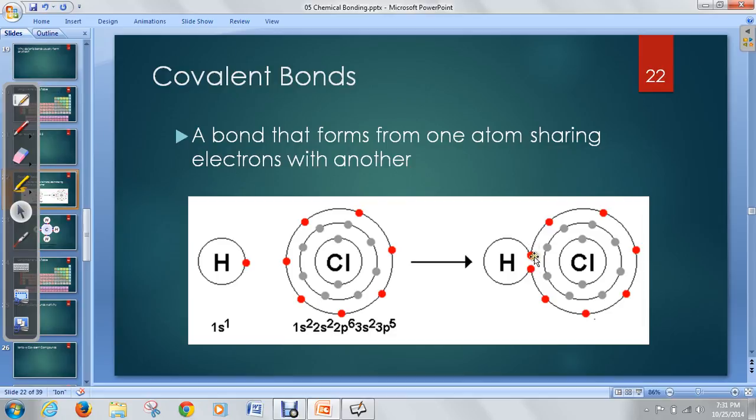And notice what happens. Hydrogen now has 2 electrons on its first shell, which is a full shell for hydrogen. So hydrogen's happy because it has a full shell, and chlorine's happy because it has 1, 2, 3, 4, 5, 6, 7, 8 electrons on its shell, which is a full shell. So they both have a full shell because they're sharing this electron. So this is a covalent bond. Anytime electrons are shared between atoms, that's a covalent bond.